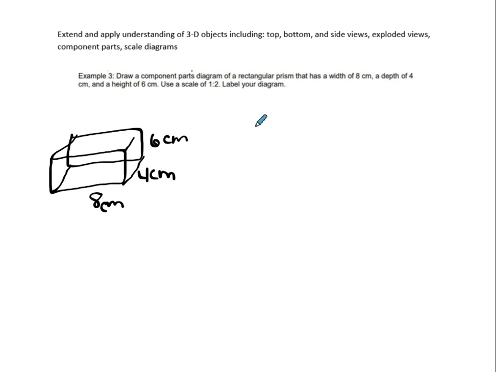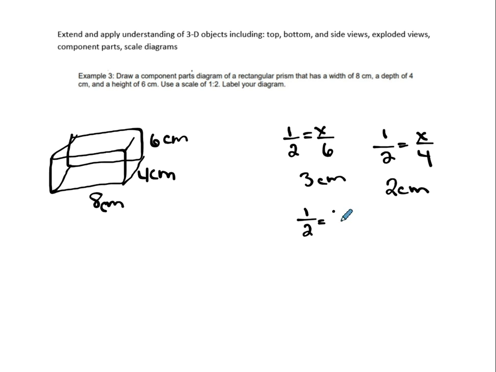Now what we're going to do is convert all of these. So I have 1/2 equal to x over 6. Cross multiply, divide, I get 3 centimeters. 1/2 is equal to x over 4. If I cross multiply, divide, I get 2 centimeters. And 1/2 is equal to x over 8. Cross multiply, divide, I get 4 centimeters.